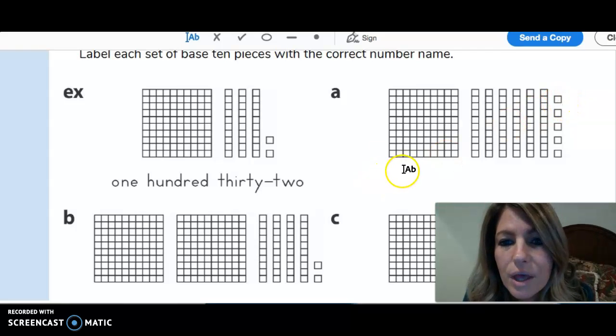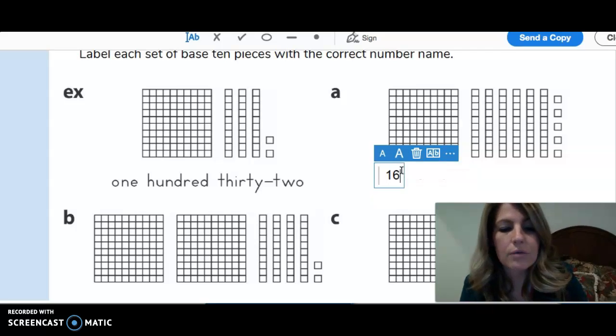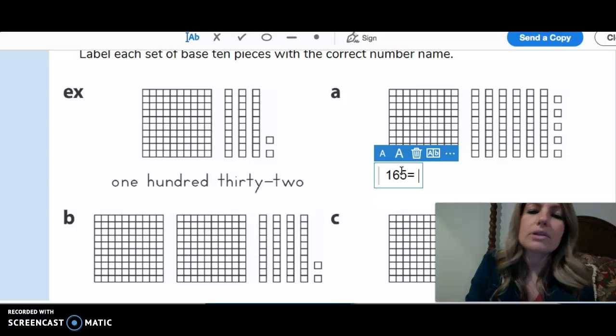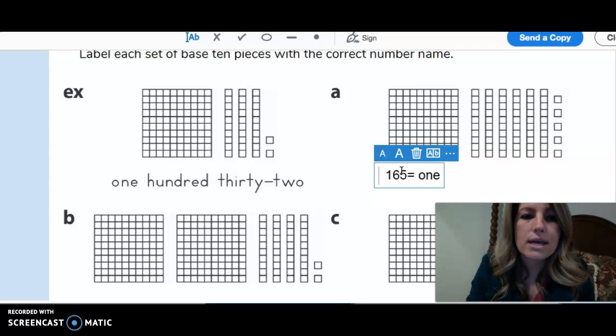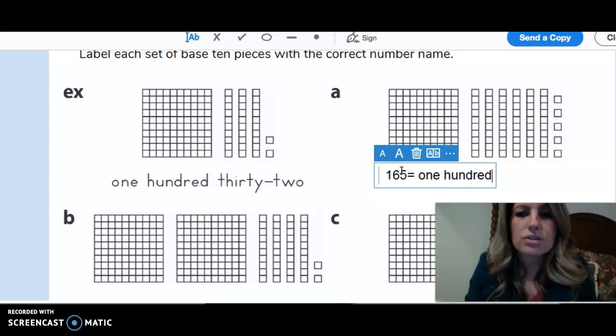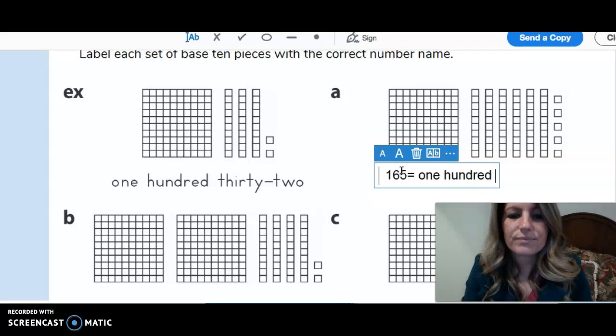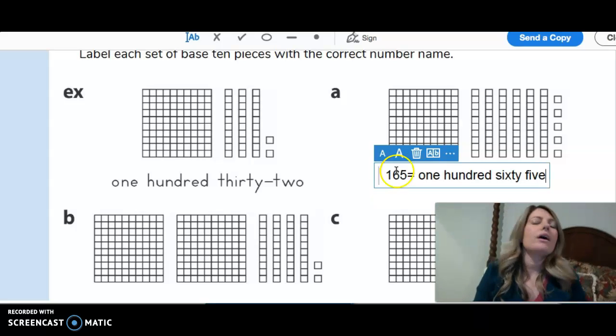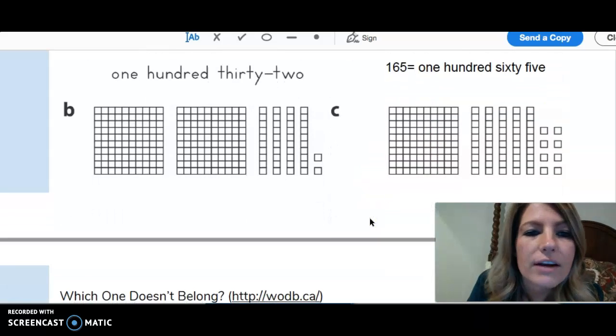165. But rather than just writing 165, they want us to write the number's name. So they want us to use word form. So we would need to say 100 65, 165. All right, let's count the next one.